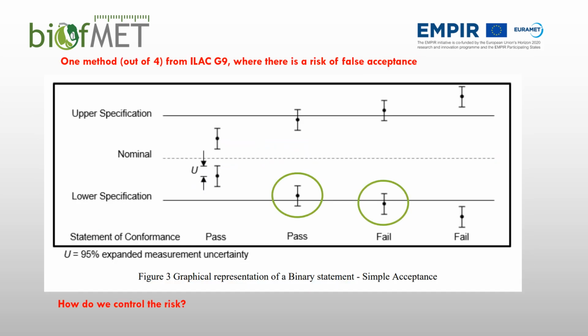In this example, we only look at the measurement and disregard the uncertainty. The first two measurements are within specifications and the two latter out of specification. But looking at the second and the third measurement and the uncertainty, it is evident that there is a risk of false accept or false reject based on the measurement. The question is, how do we control this risk?